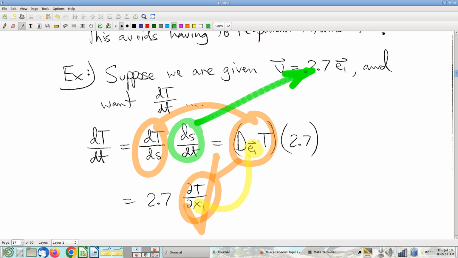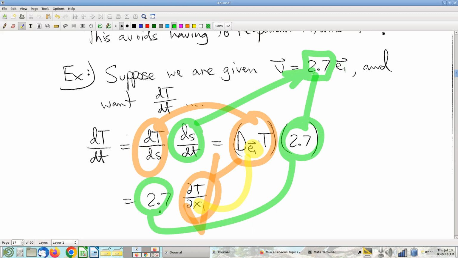I can see the speed right there. It's the magnitude of my velocity vector, very conveniently read off because of how that is written. And so that comes along for the ride.